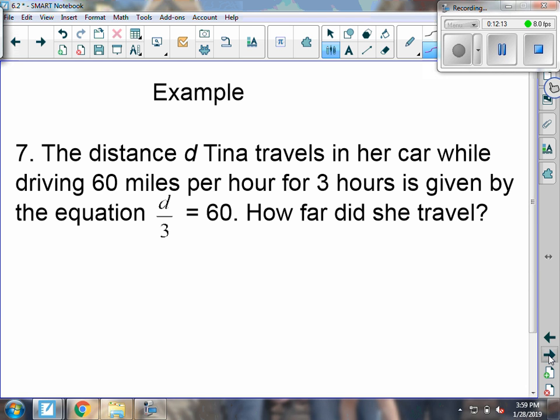Okay, copy this down. The distance d Tina travels in her car while driving 60 miles per hour for 3 hours is given by the equation d over 3 is equal to 60. How far did she travel? So take a moment to copy this down, please.